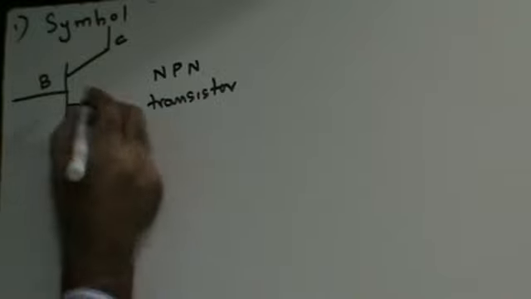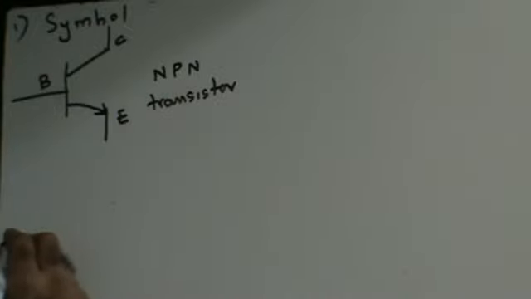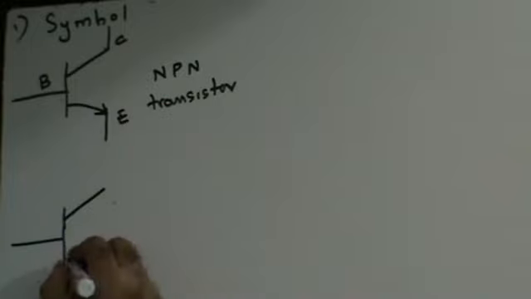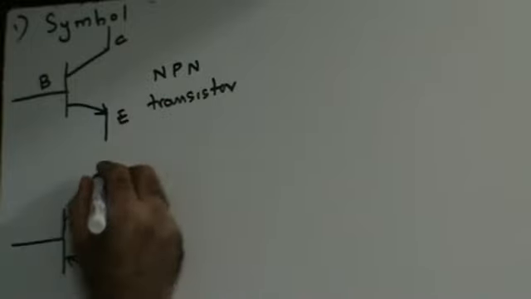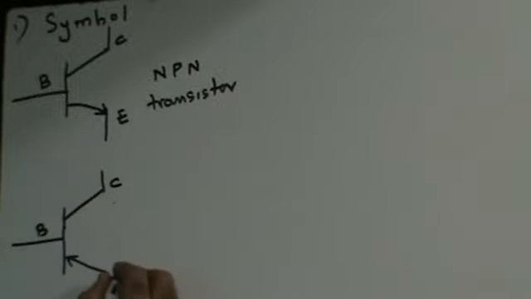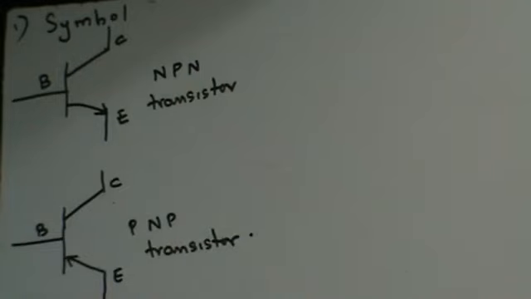Now, similarly, you will have a symbol for PNP transistor. It is going to be the same thing except that the arrowhead will be inside. So your symbol for PNP transistors, the arrowhead is going to be inside. This is base, collector, emitter. This is PNP transistor. That's my symbol for PNP transistor. So you have two different types of transistors: NPN transistors and PNP transistors.